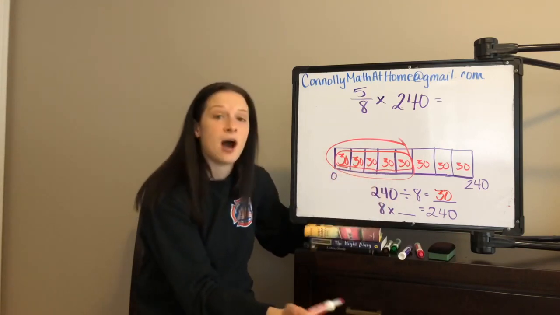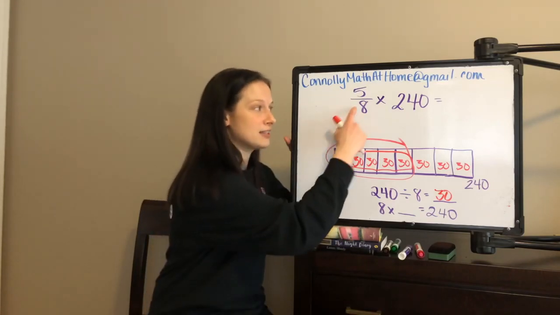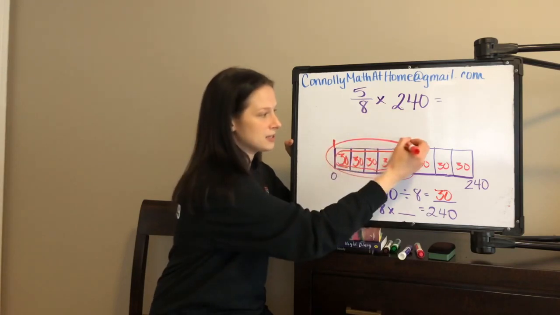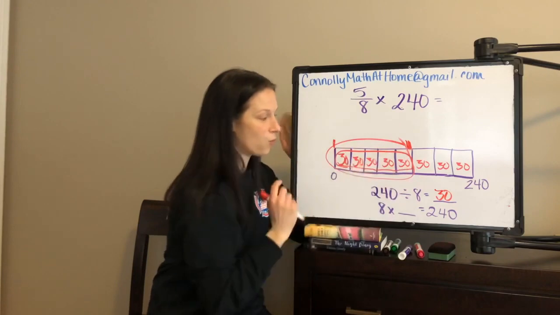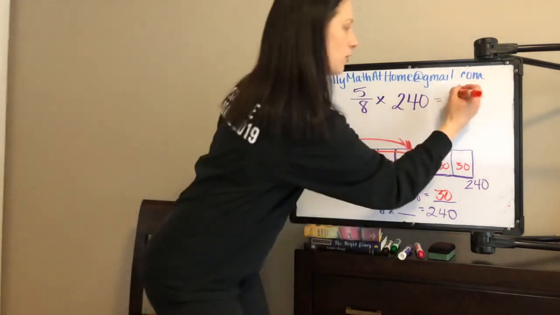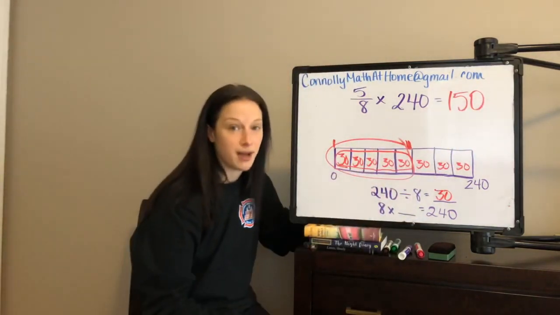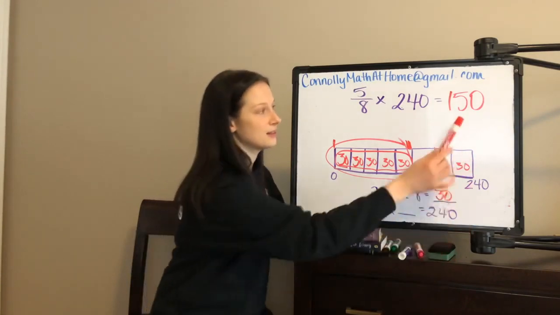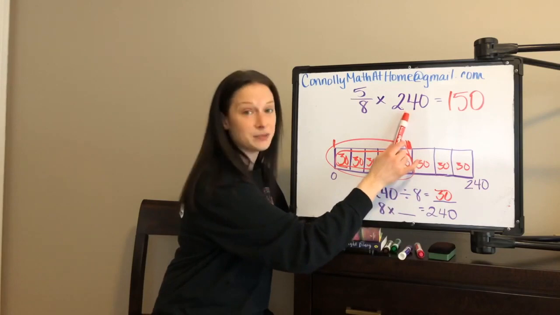So how many miles have I completed if I've gone 5/8 of 240? I went from here to the end of 5/8, and the distance from here to here was 150. So I have gone 150 miles so far. And once again, the product is less than this factor.